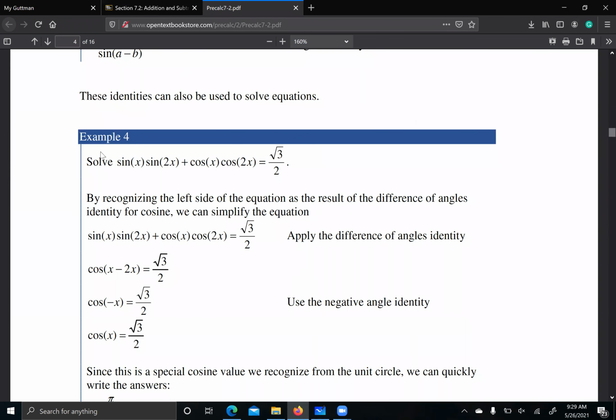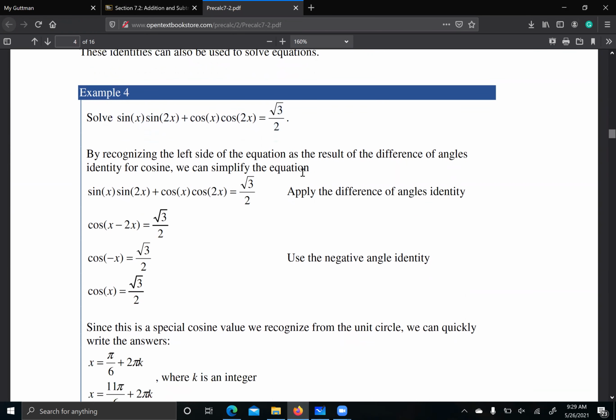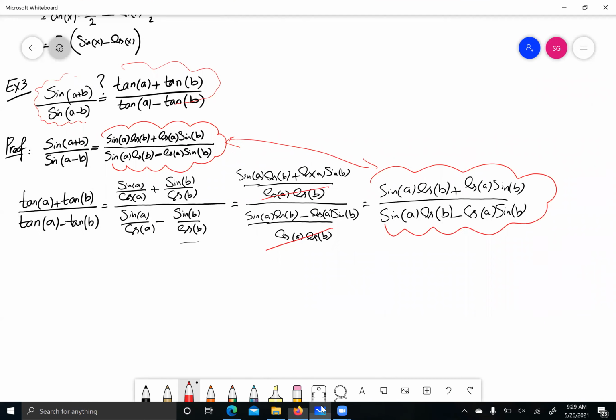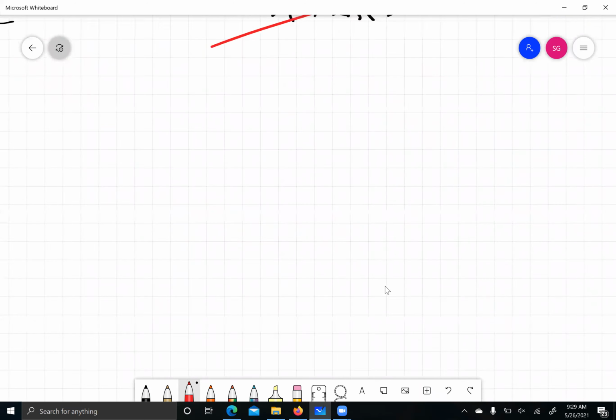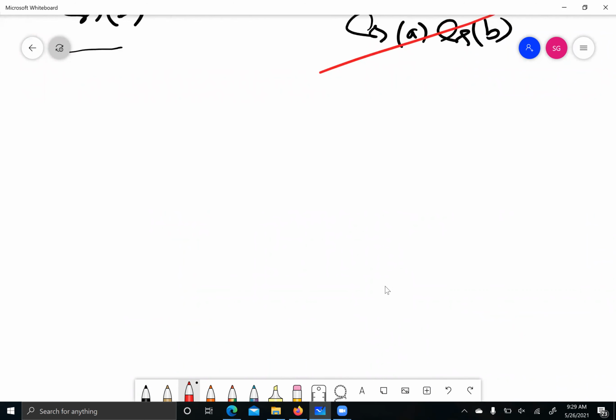Okay, let's look at this question. This is a good one. You're given an equation that contains trig functions. The question is solve it for x. Let's see how we can use identities in order to solve equations. So this is example 4.